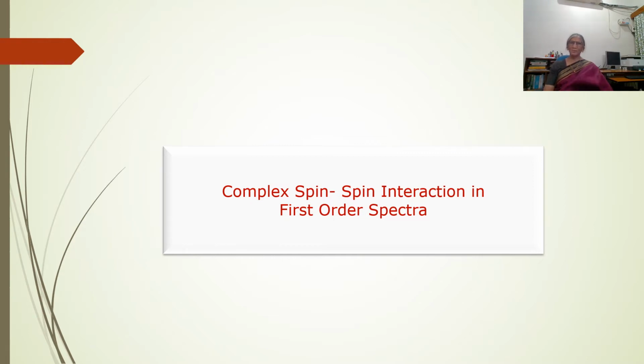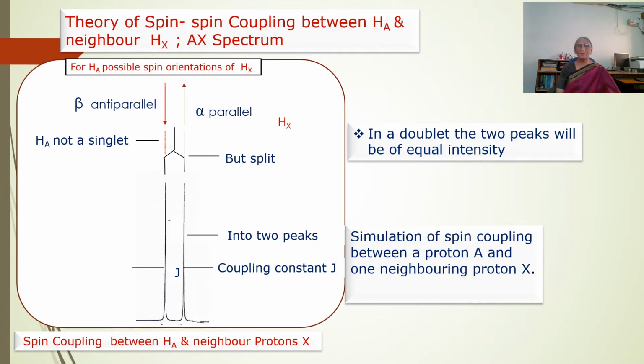In this lecture, we will discuss complex spin-spin interaction in first order spectrum. In my previous lecture, number 5, I discussed the theory of spin-spin coupling between A and neighboring X proton. Suppose proton A is showing absorption and its neighbor is X proton. Due to the presence of X proton, the signal of A will split up into two peaks and the intensity of the peaks will be 1:1.